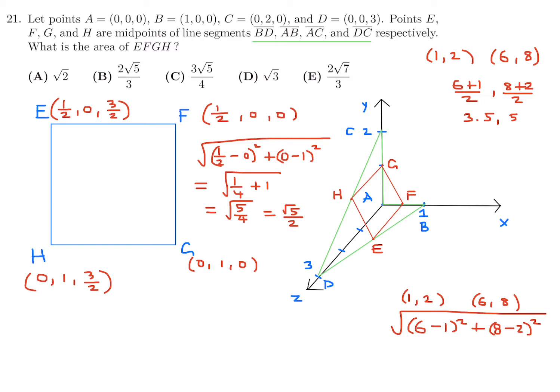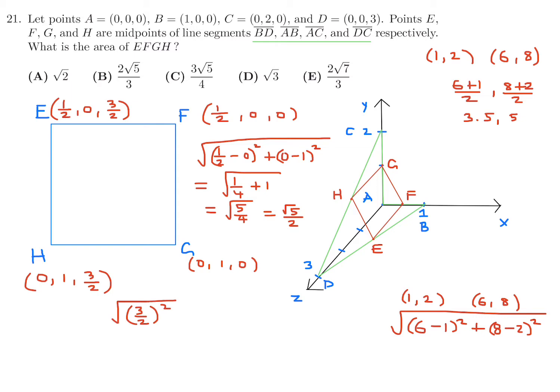And that's just root 5 over 2. And then, like I said, it's most likely a square, and you can verify that by finding all the sides. I obviously have to find at least one more side. So I'll find GH, or HG. And that's going to be, looks like here, just 3 over 2 minus 0 squared.